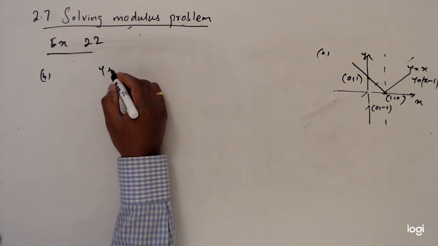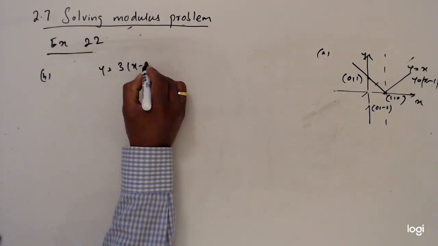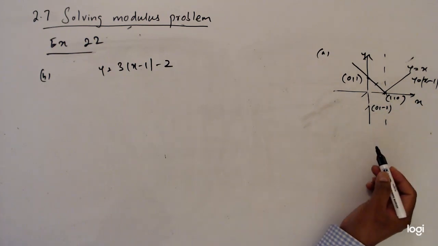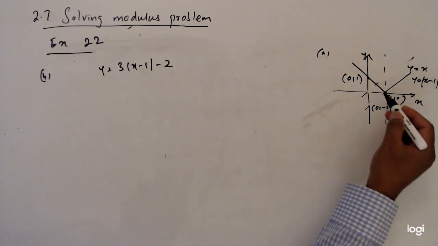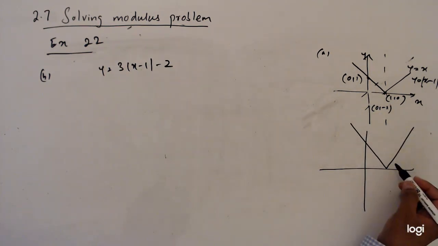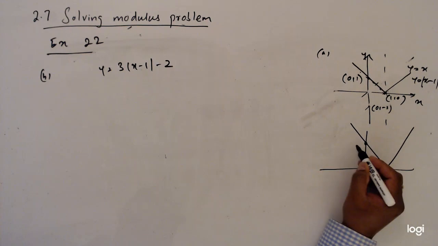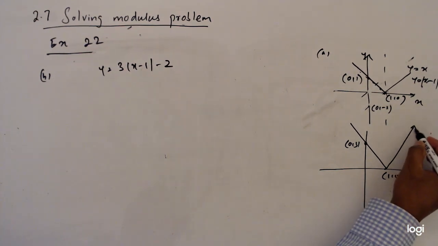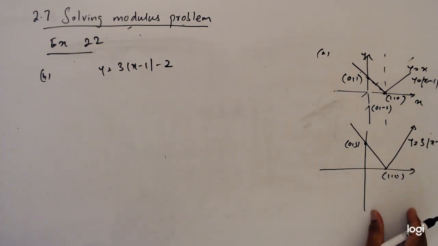Actually still I haven't done, so this has to be 3 mod x minus 1 minus 2. So then I have to multiply by this one 3. So this is a vertical stretch. So you will get this kind of graph. All the y values of this coordinate multiply by 3. So then you will get this is 0, 3, and this is 1, 0, and yes, this is y equal 3 mod x minus 1. And then I have to shift this one with 2 units down.